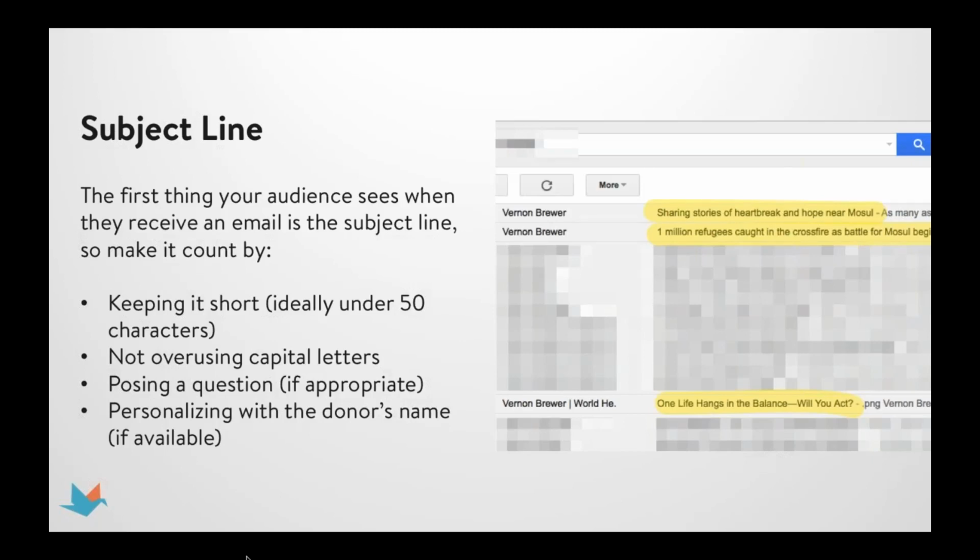And so there are four ways that we've seen you can leverage this effectively. And there's probably many more. And I would love to hear feedback afterwards of what you found is effective for you and your organization. But the first is keeping it short. The second is not overusing capital letters. Third is posing a question. And then the fourth is maybe personalizing it.